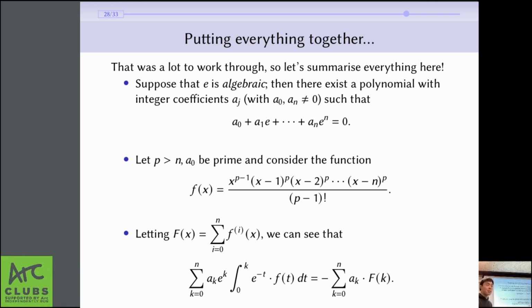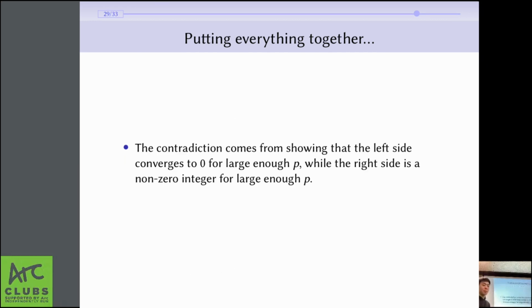And what we said here was that the left-hand side gets arbitrarily small, while the right-hand side gets arbitrarily large. And that's your contradiction, because this can never happen. So the contradiction just comes from showing the fact that the left side converges to 0 for a large enough p, and the right-hand side is indeed a non-zero integer for large enough p, and therefore that can never happen, and you get a contradiction. Cool. So this is the proof for the transcendence of e.